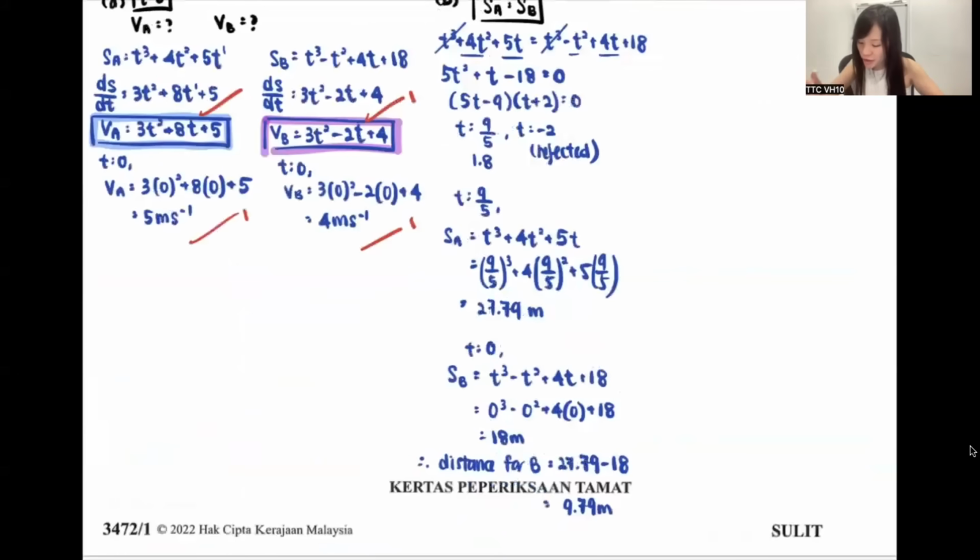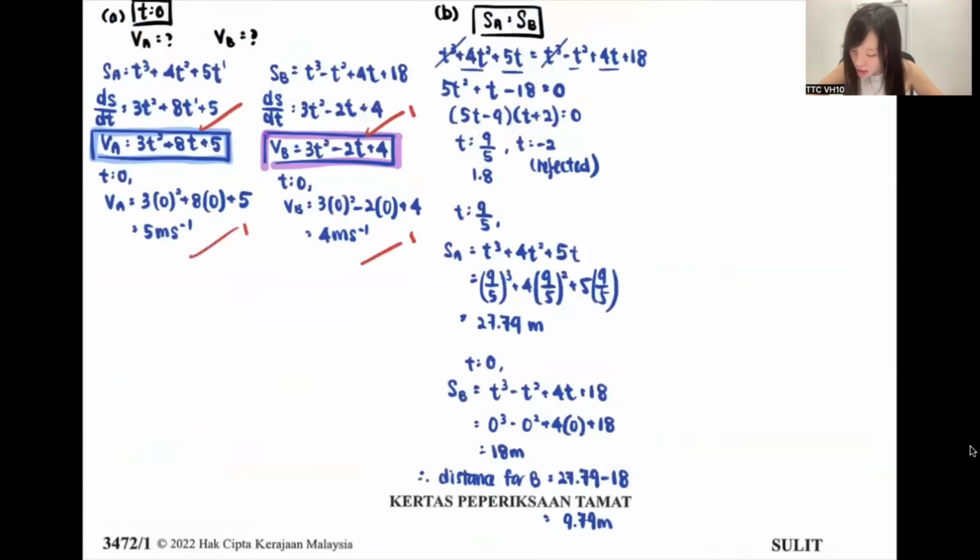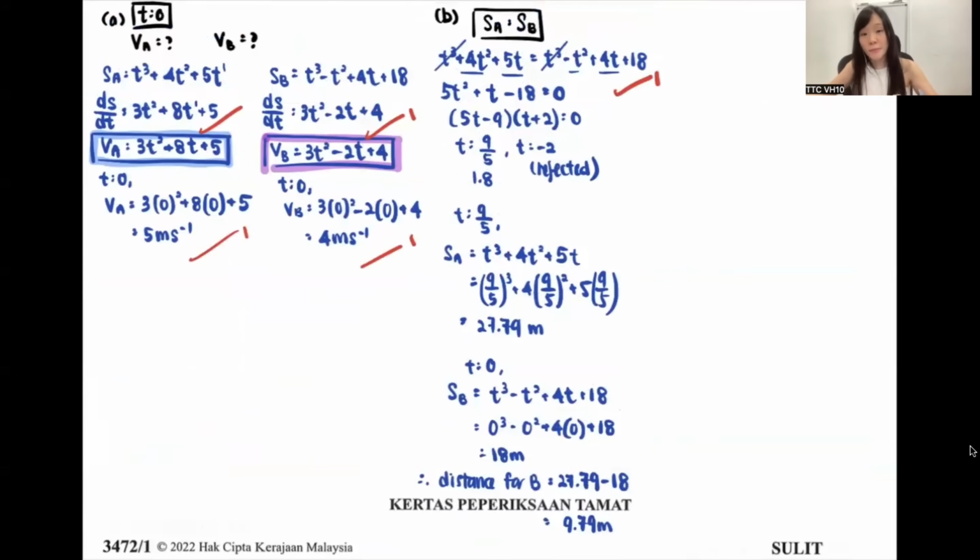So this one is 4 marks, right? You getting this one equation, you getting 1 mark. And then the moment you get 27.79, you're getting 1 mark. You're getting 9.79, you're getting 1 mark. And then when you're getting 9/5, you're getting 1 mark. This is the 4 marks. Can everyone? Let's move on.